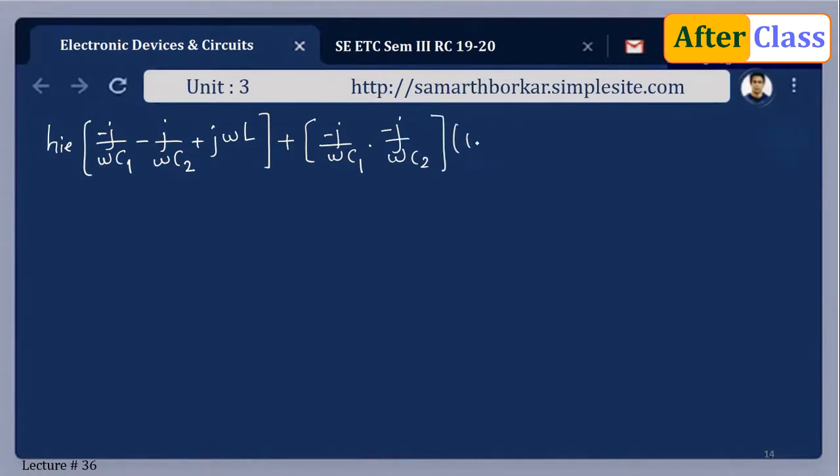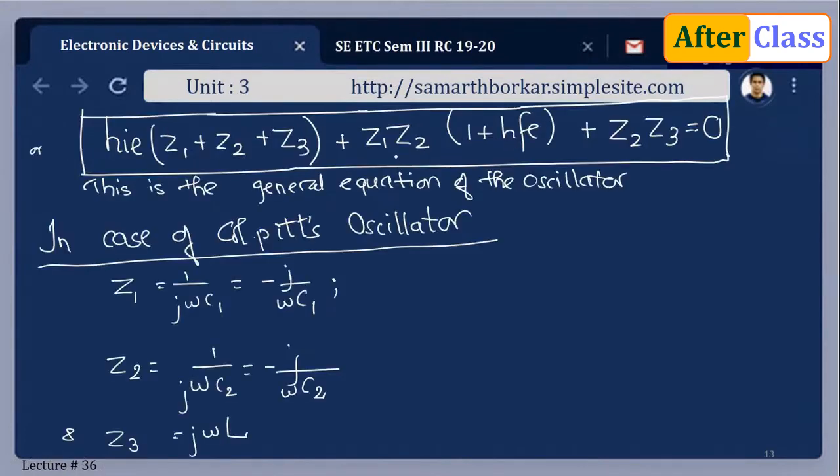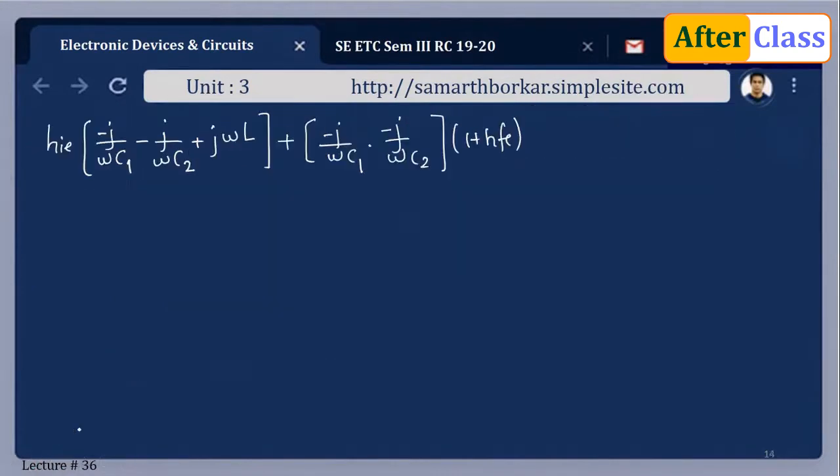into 1 plus hfe. Here the second term is Z1, Z2, the product of Z1 and Z2 into 1 plus hfe, and third Z2 into Z3. So multiply these two terms, Z2 and Z3. Multiply in the sense you have to write down here, plus minus of j omega C2 into j omega L equals to 0.